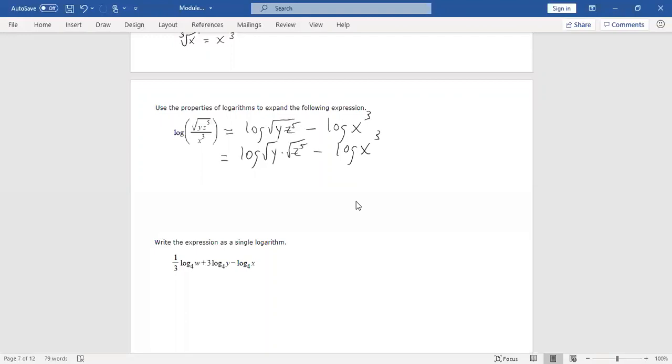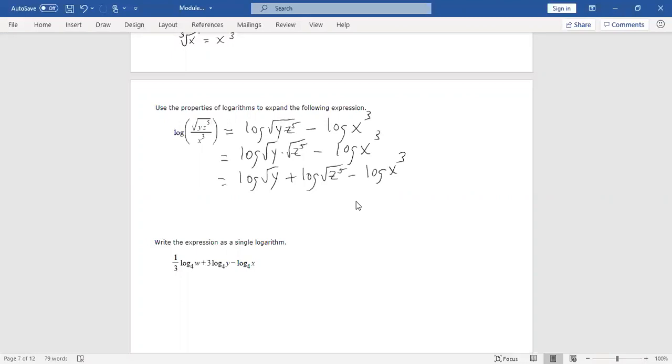Now, since I'm multiplying the square root of y and the square root of z to the 5th, I can use the product property. So this can become the log of the square root of y plus the log of the square root of z to the 5th minus the log of x to the 3rd.